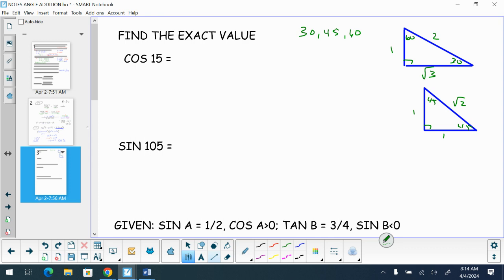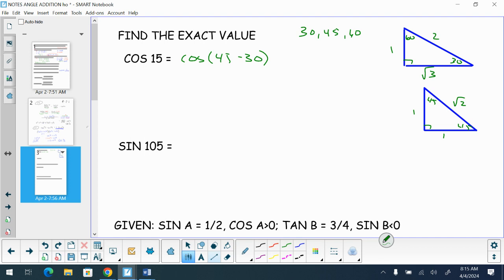Well, I'm asking the question again. I have three numbers, 30, 45, 60. I want to add or subtract two of those numbers to get 15. What can I do? 45 minus 30. Some of you may say 60 minus 45. Does not matter. You'll be fine. 45 minus 30 is a value of 15.